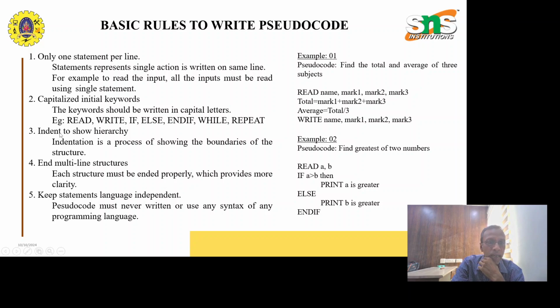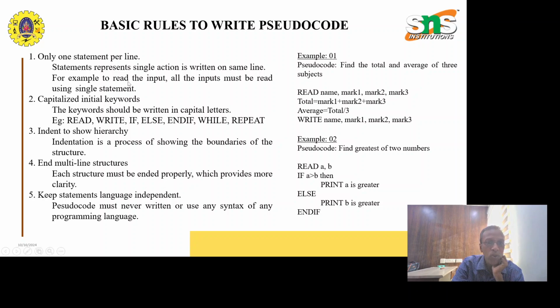Keywords, and indentation to show hierarchy. What we need is that the things will be followed in a hierarchical manner. End of multiple line structures, multi-line structures. Then keep statements language independent. These five rules we have to keep in mind, and we have to write the pseudocode.